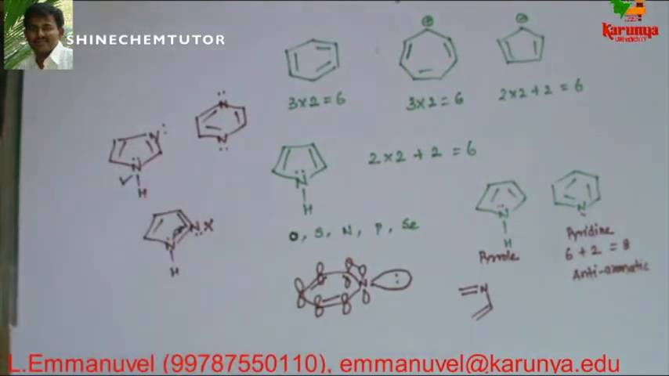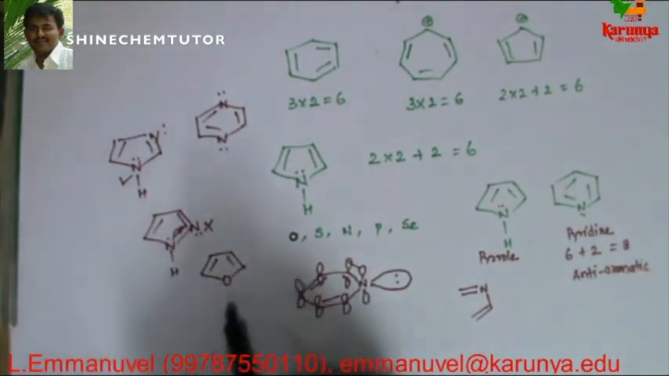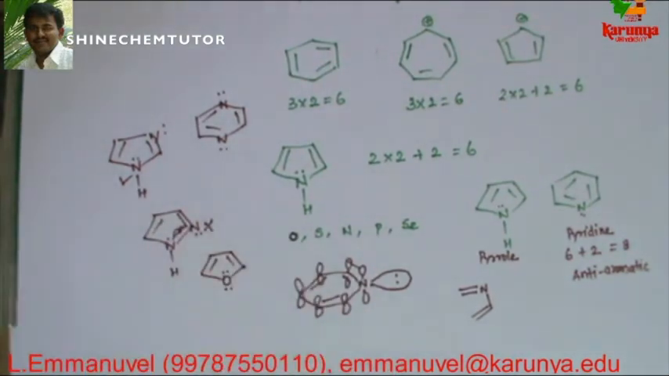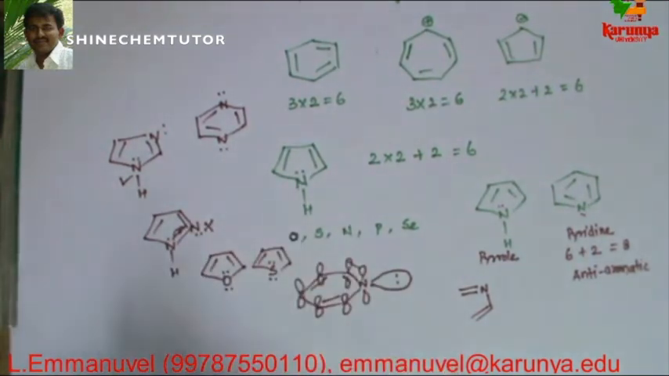In the other heterocyclic compounds like thiophene, this lone pair of electrons can be given to the compound. Similarly, this one. Even though there are two lone pairs of electrons, only one will be given for aromaticity.